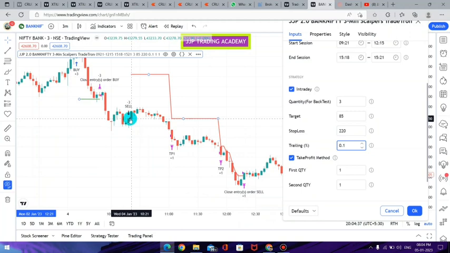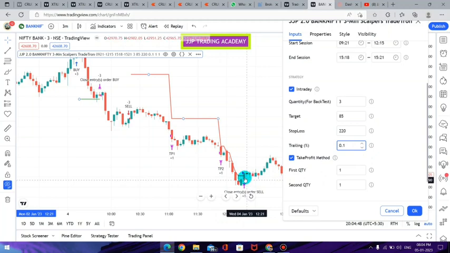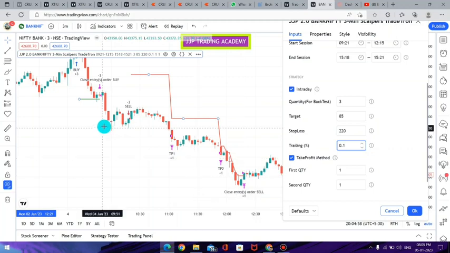So you can see the entry has been taken here, the first target met here, second target met here, and if you are using the trailing final target, the final third quantity is trailed with 0.1 percentage. So till the market close, once the candle is closed above the trailing stop loss, then it will be exiting the remaining third quantity. So it will be exited perfectly. You can see from this point to this point the market is covered. So this is how the strategy is working for the take profit method.